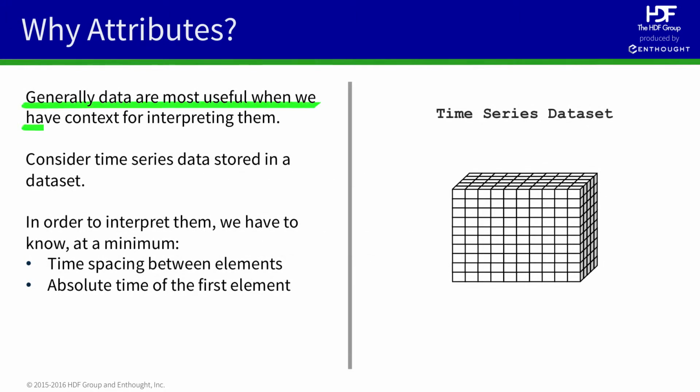Generally speaking, data is not very useful all on its own. In order to make sense of data, we need to have other information that provides context. For example, consider a time series dataset stored in HDF. In order to interpret this data, we have to know the time spacing between elements in the dataset, and we also have to know the absolute time at which the recording begins. Where should we record this information?